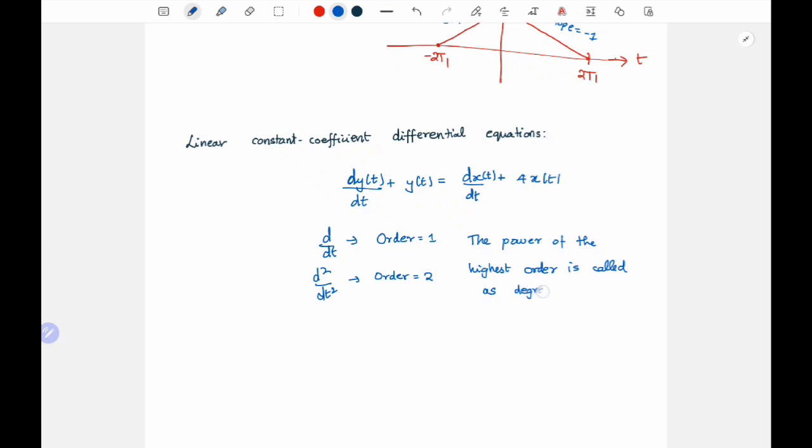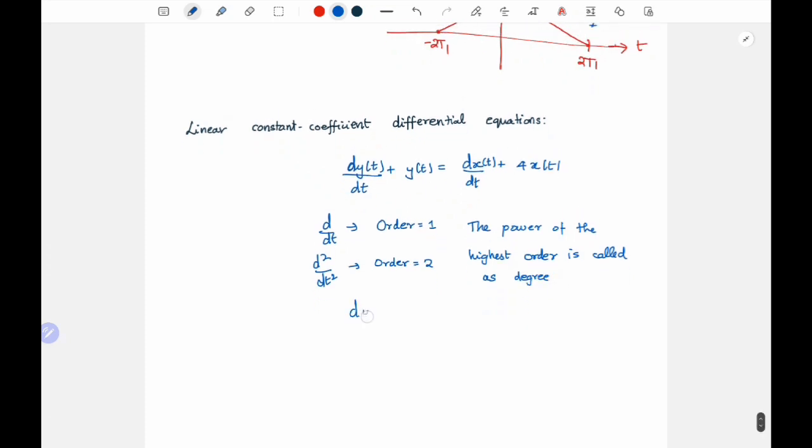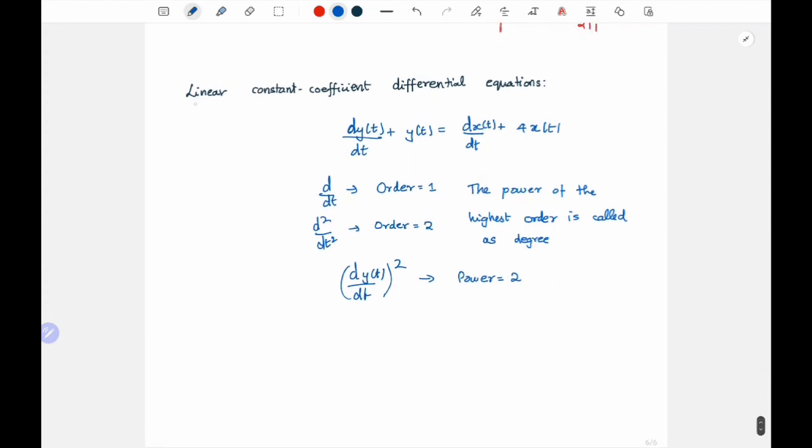For example, I can have terms like dy of t by dt whole square, right? So this is like degree 2. Power is 2. And if it is the highest order, then the degree is also 2. So we are dealing with linear. Linear means the degree is 1. And in general, the power is also 1.